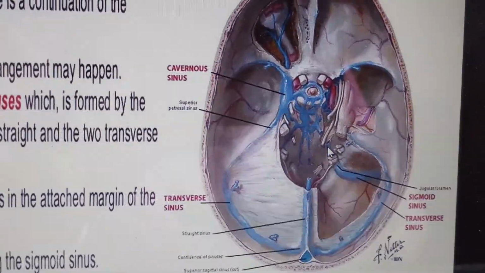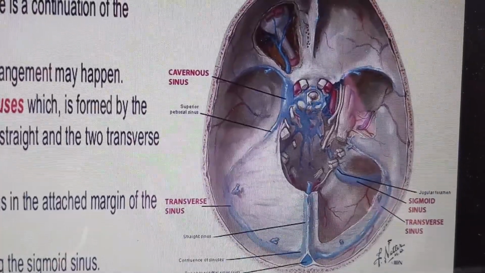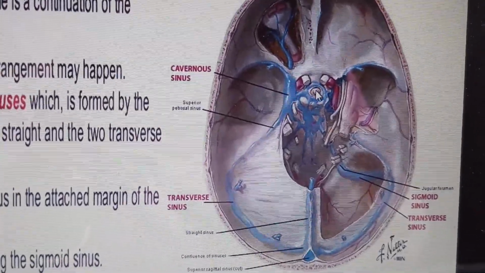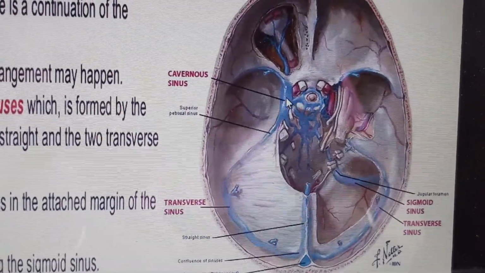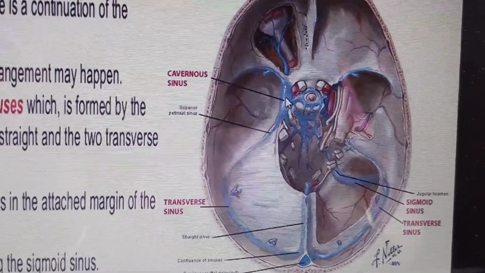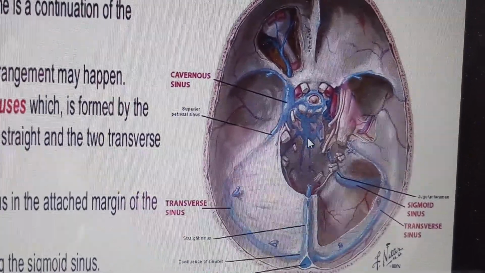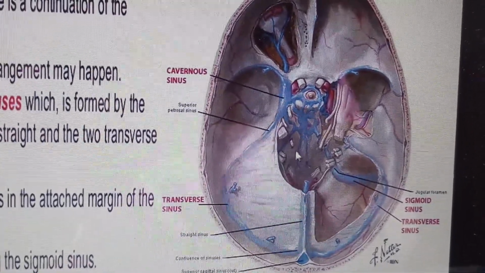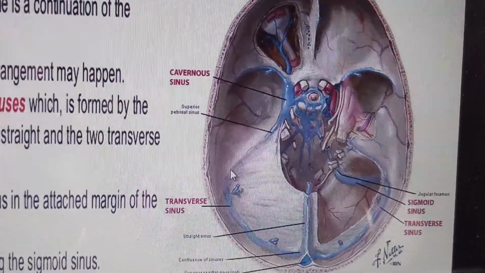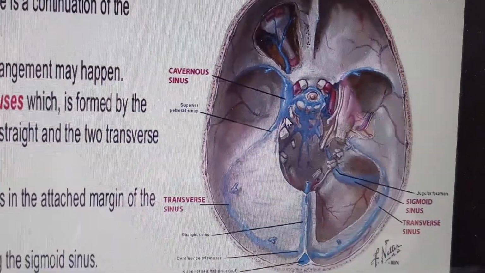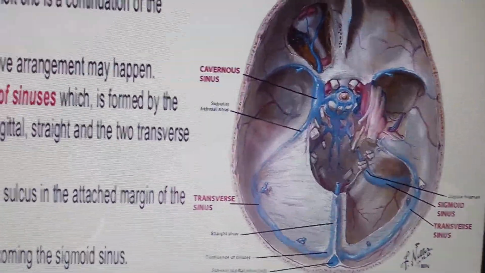And this is the region for the diaphragma sellae and the sella turcica of the pituitary gland, and on either side of it we can see the large venous formation known as the cavernous sinus, which we will discuss in detail. And this is the superior petrosal sinus, along the superior border of the petrous part of the temporal bone.